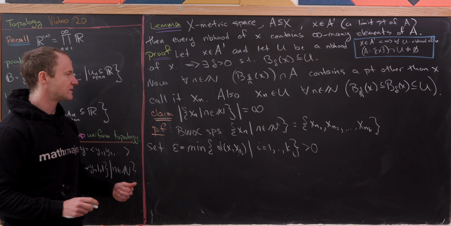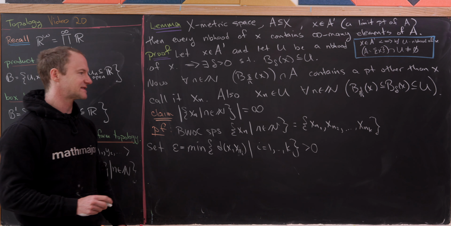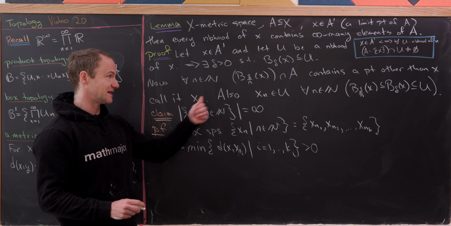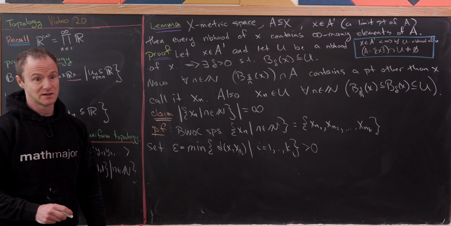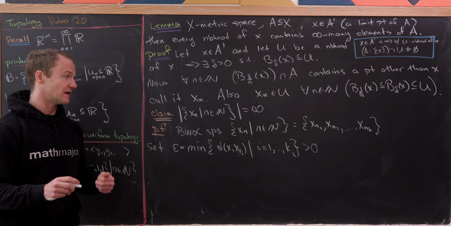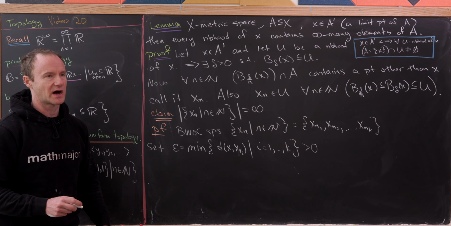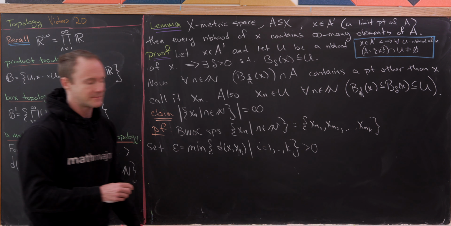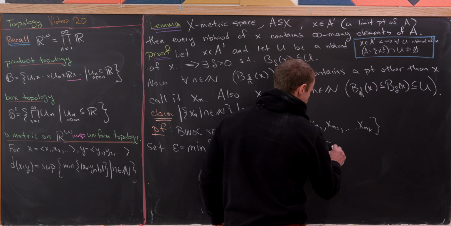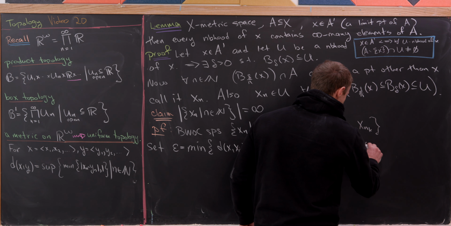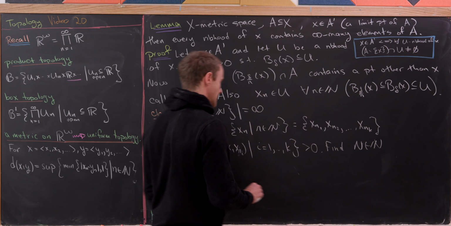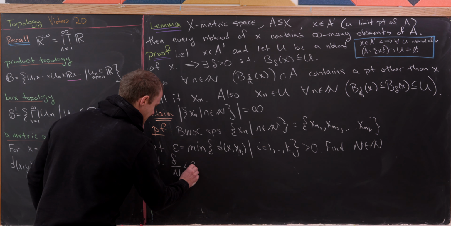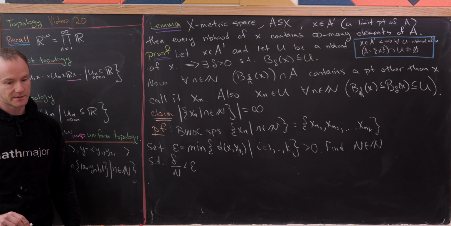We know that it's bigger than 0 because all of these xni's are our original xn's, but all of those xn's are points other than x. But that means the distance between them and x is necessarily positive by the rules of a metric in the first place. Okay, so next up what we'll do is find a natural number that I'll call capital N such that delta over capital N is less than epsilon.